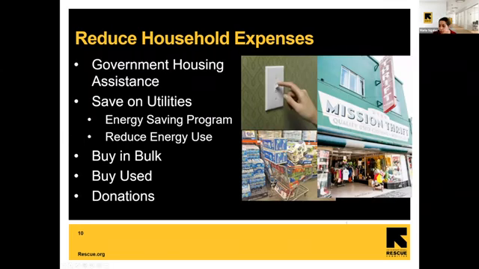So there are some tips we have for reducing some of your household expenses. And the first thing to think about is if there are any government housing assistance programs in your area.